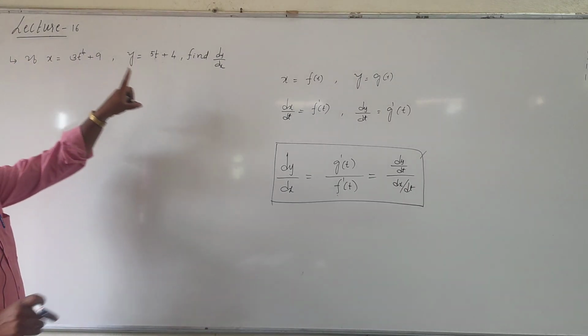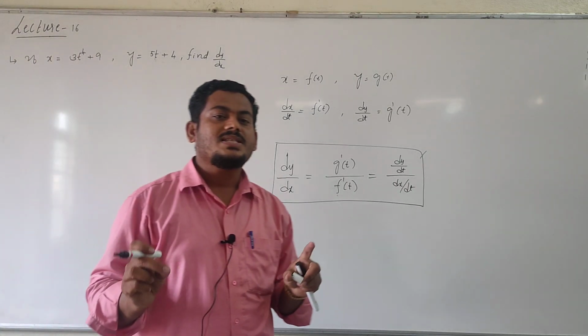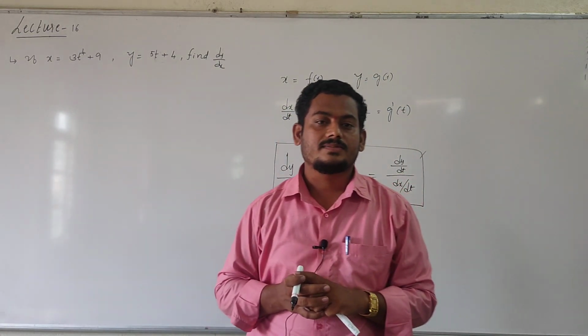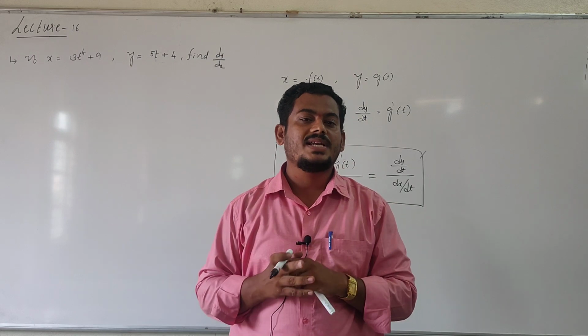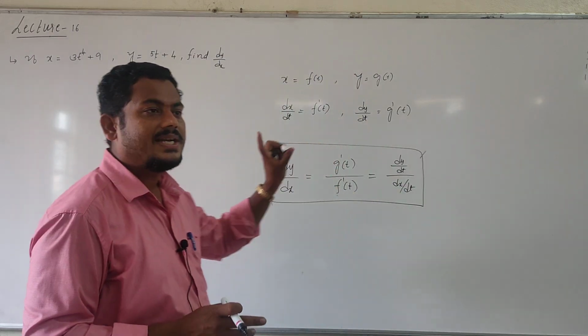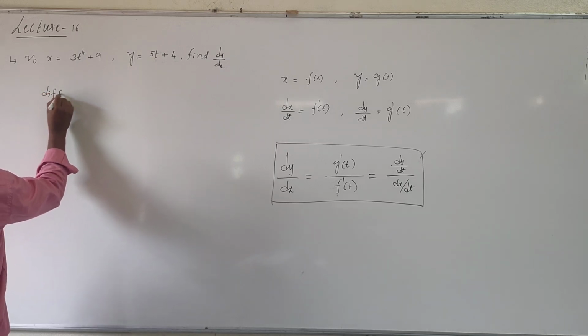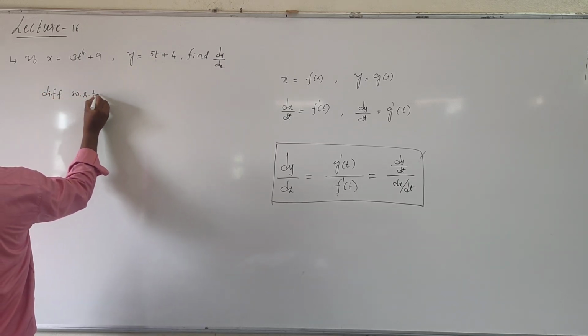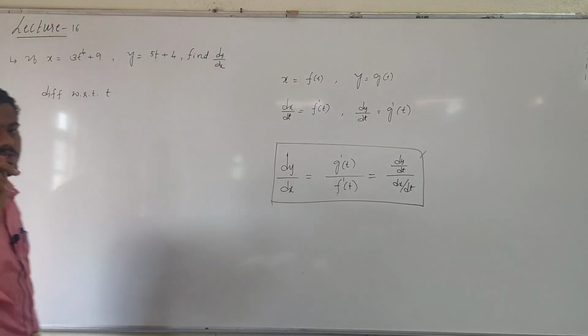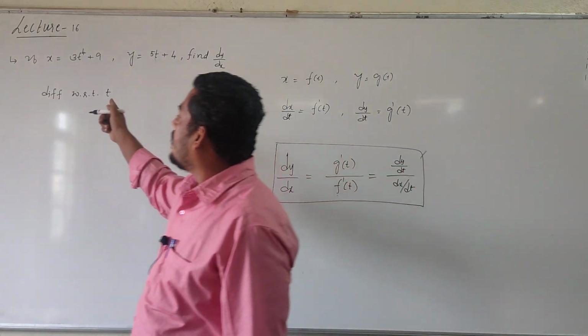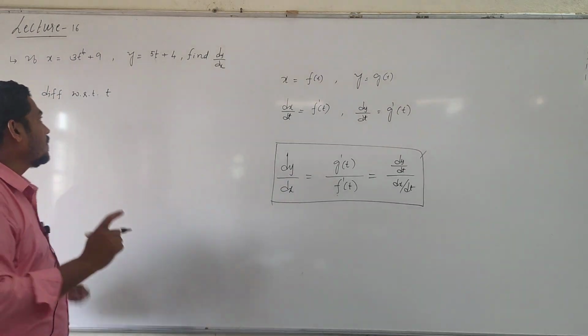Whenever parametric functions are given, separately differentiate x and y with respect to the given parameter. With respect to, it may be theta or t, right? In this case they have given t. So differentiate with respect to t, not with respect to x. It is a very important point. Differentiate with respect to t.